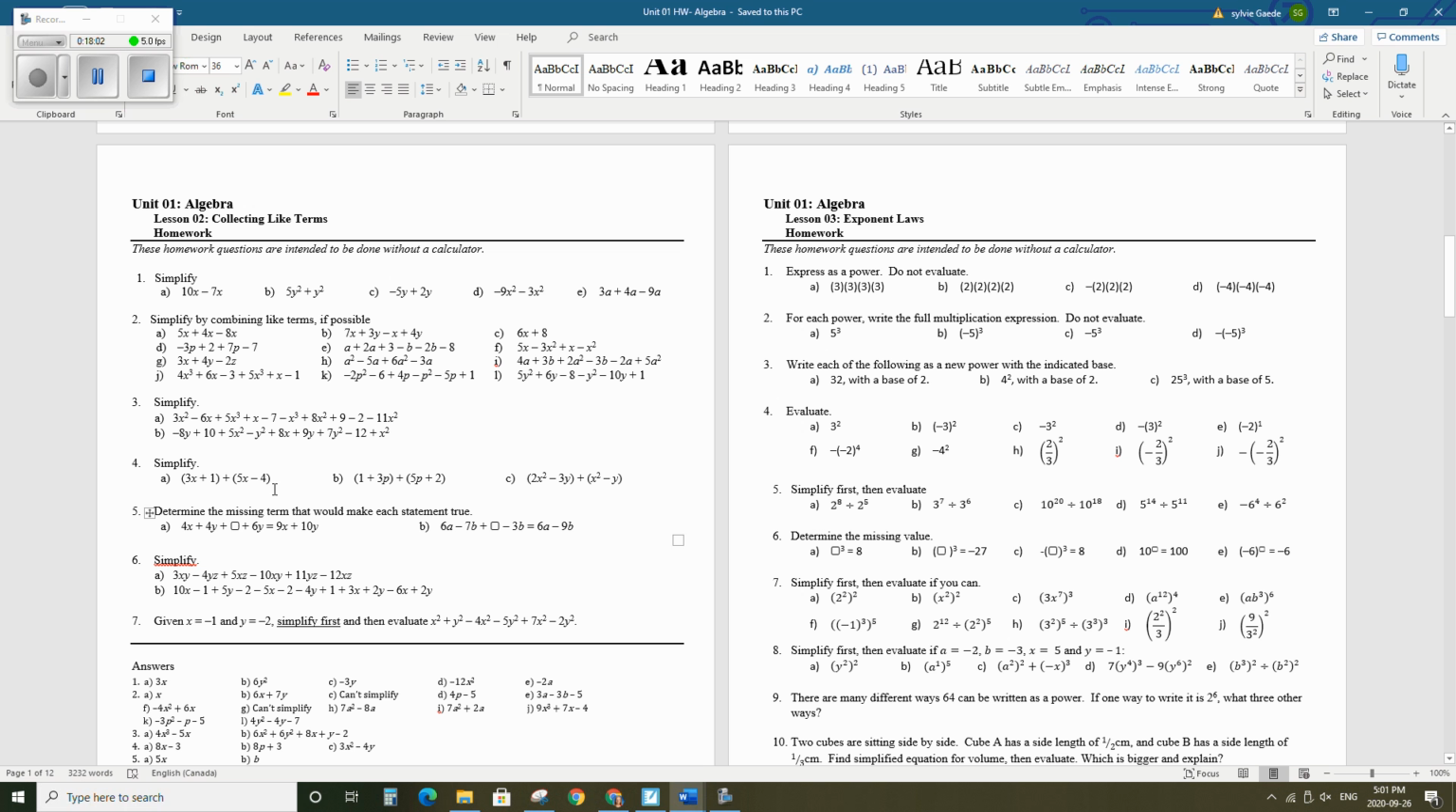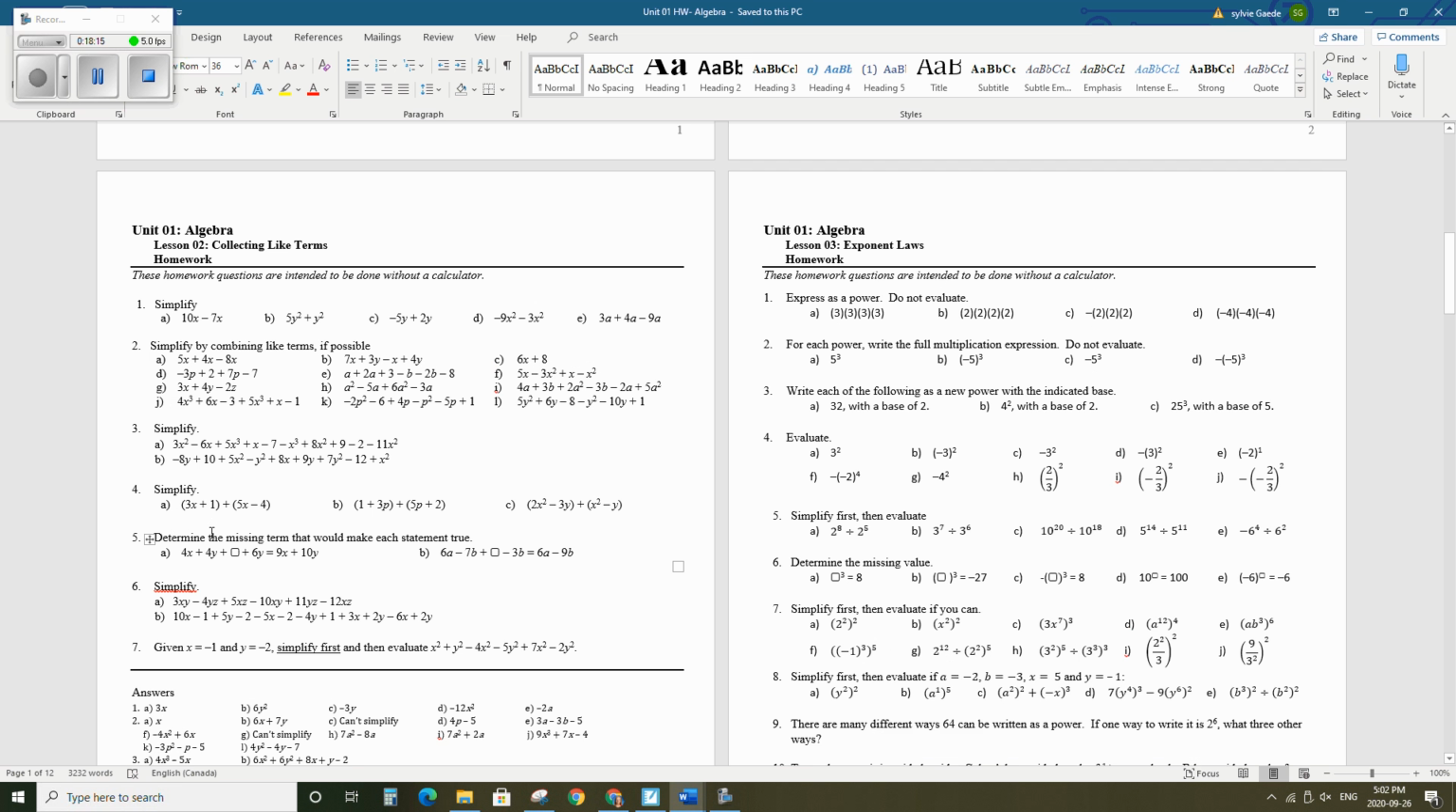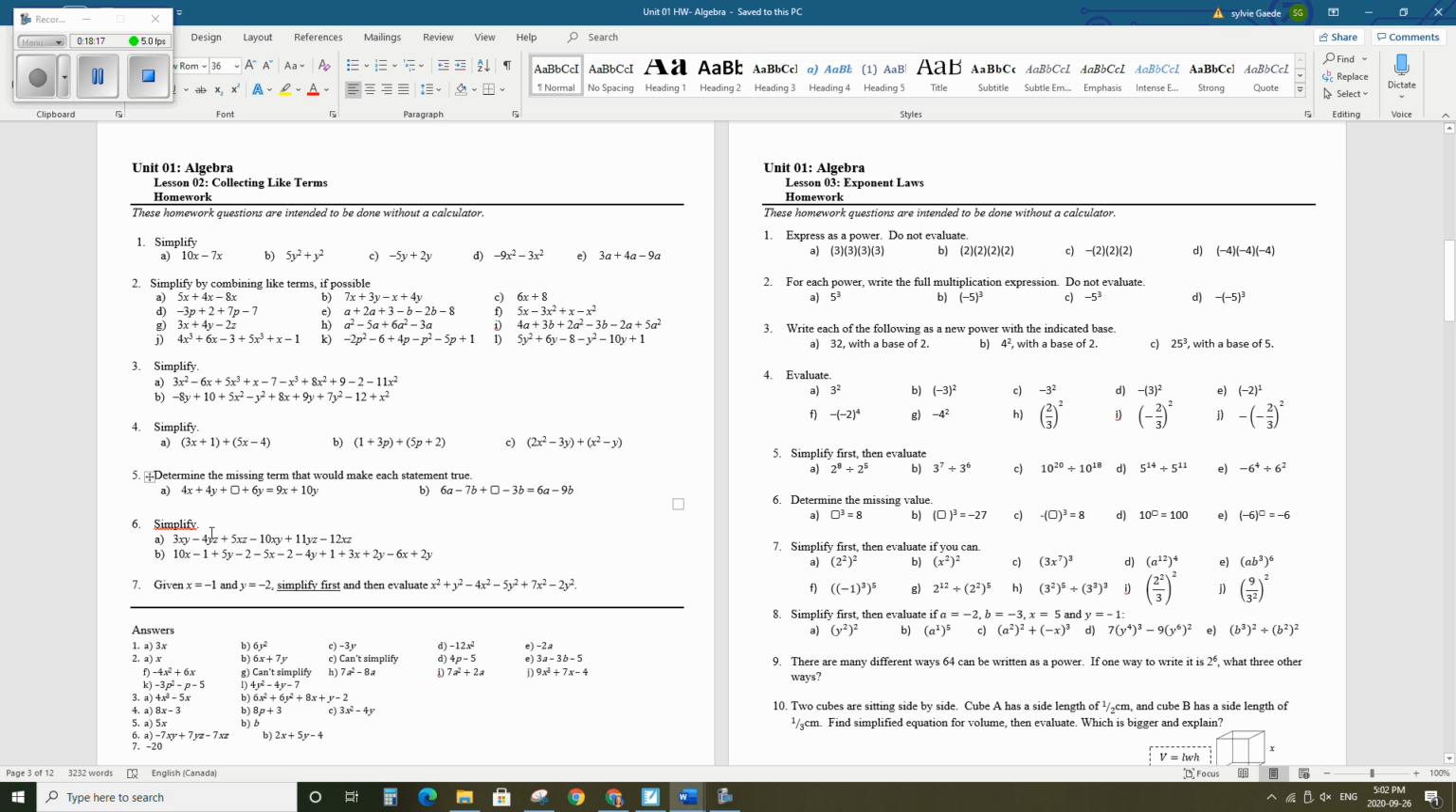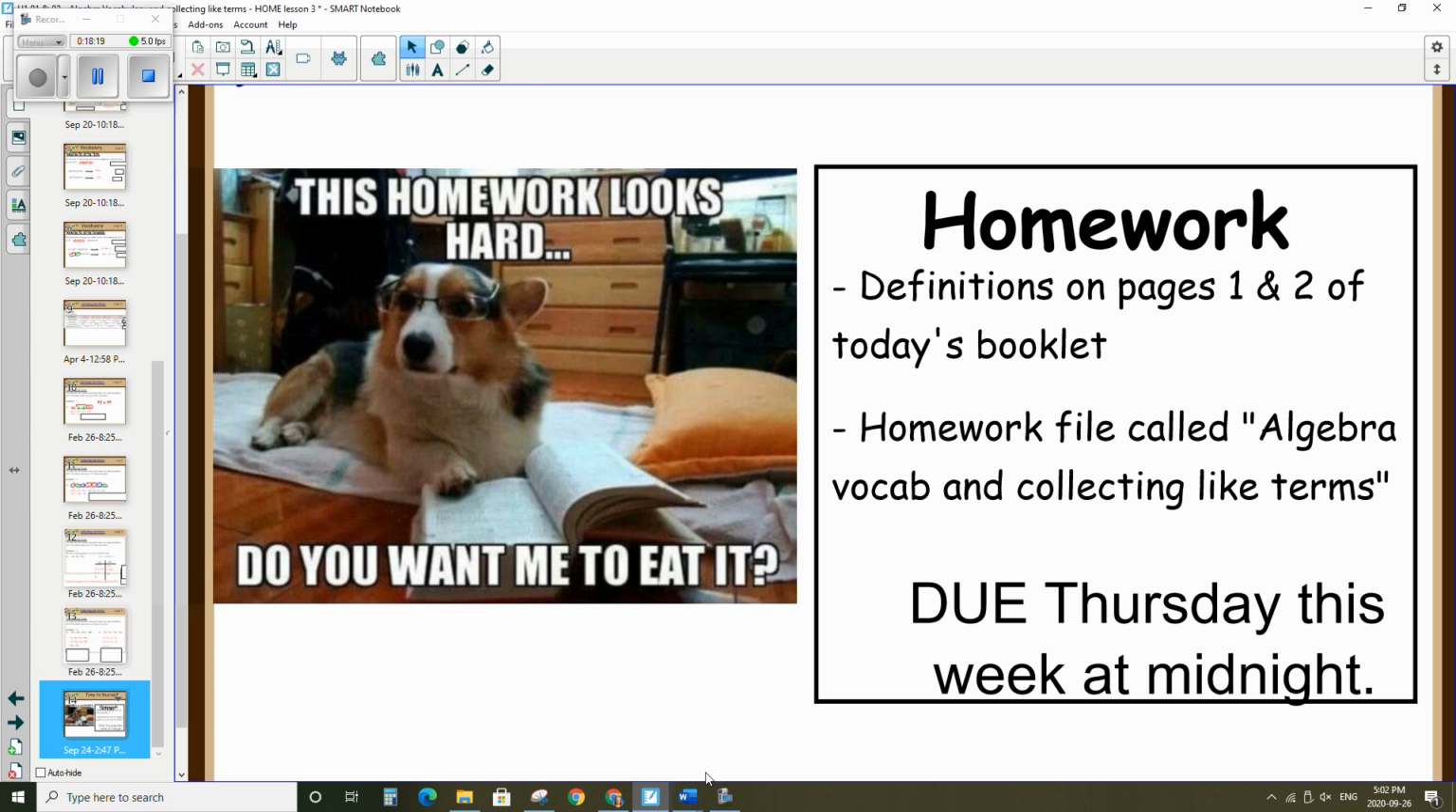So for example, question number 4 here, you're going to rearrange them first, write the x's together, write the coefficients or the constants together, and then add them together like I did. So try to follow my method when you are showing your work so that you can get full marks. All right, so I think that's it. So just check your Google Classroom to make sure that you're not missing anything.